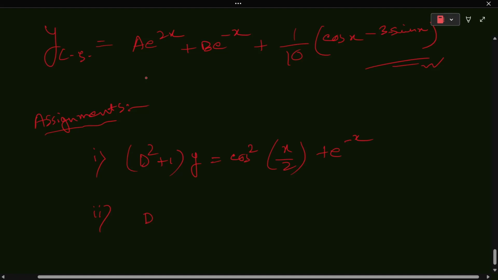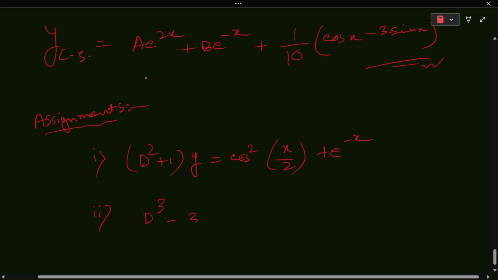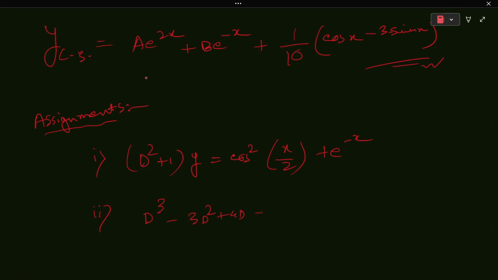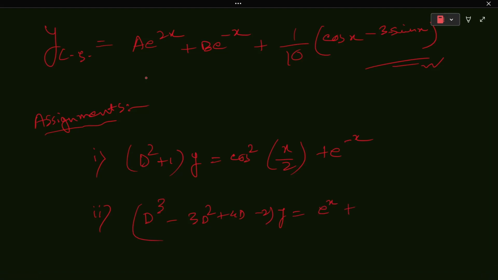D cube minus 3D square plus D minus 2, that is 2, into y equal to e to the power x plus cos x.